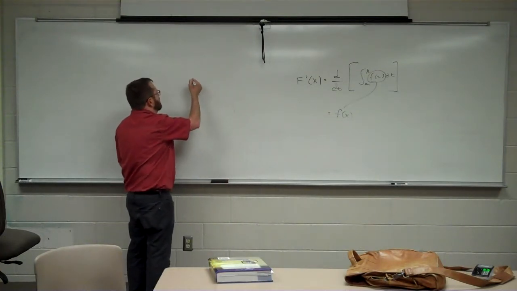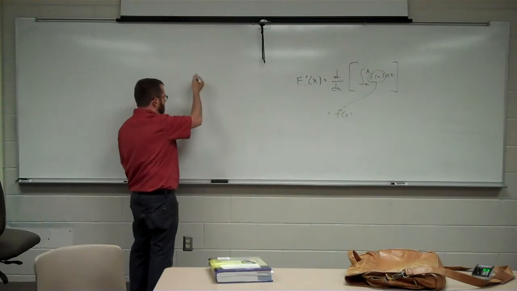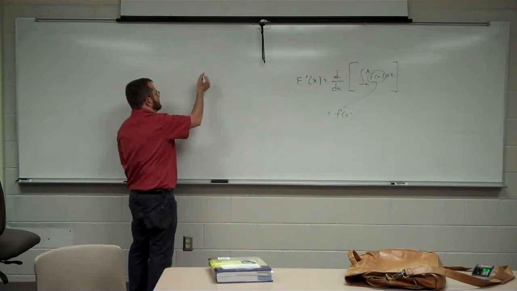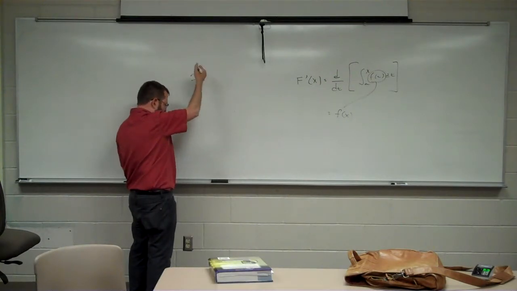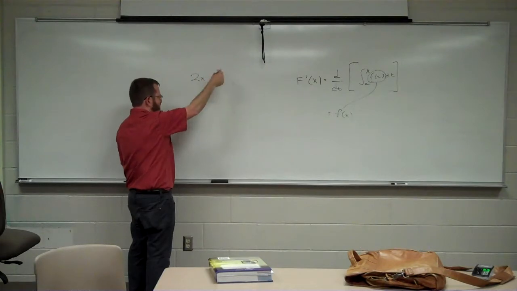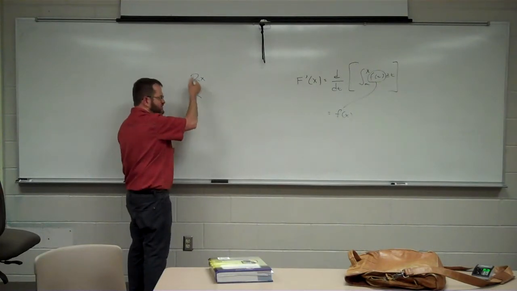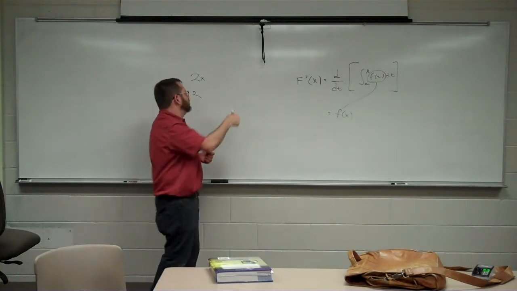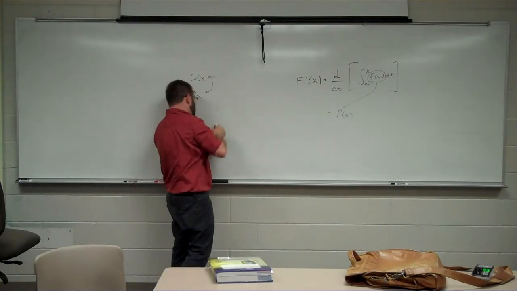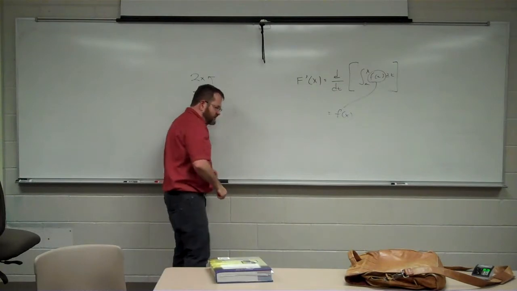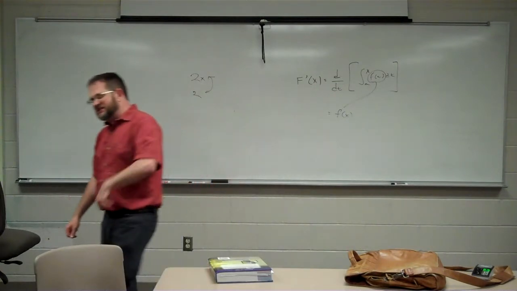Remember how velocity and position are related. If your position is given by 2x, like at time x you're at this position on the x-axis, then the derivative of that, which in this case would be 2, is your velocity. And you can do it the other way around. You can integrate from the velocity to get the position.